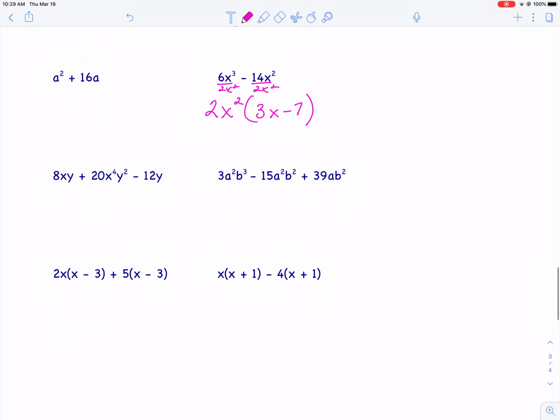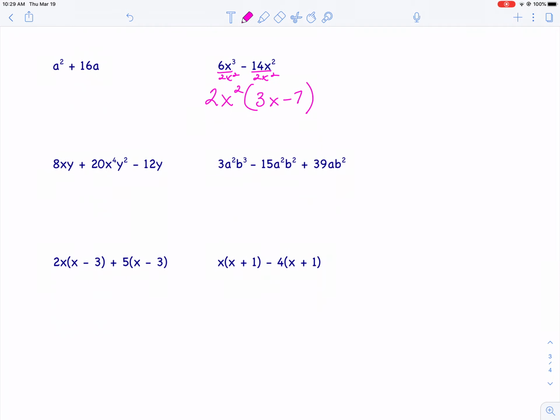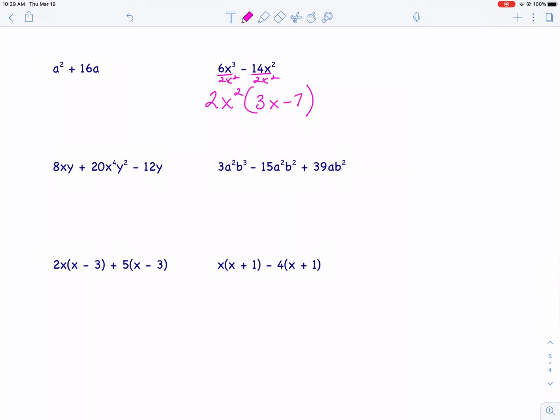Let's just go down to one of these. They look a little bit different. The ones that have 3 are a little bit more difficult. Like, look at the 8xy plus 20x to the fourth y squared minus 12y. The GCF between 8, 20, and 12 would be 4. Now, do they all have an x? If you look, that last term is missing an x, so you can't pull out an x.